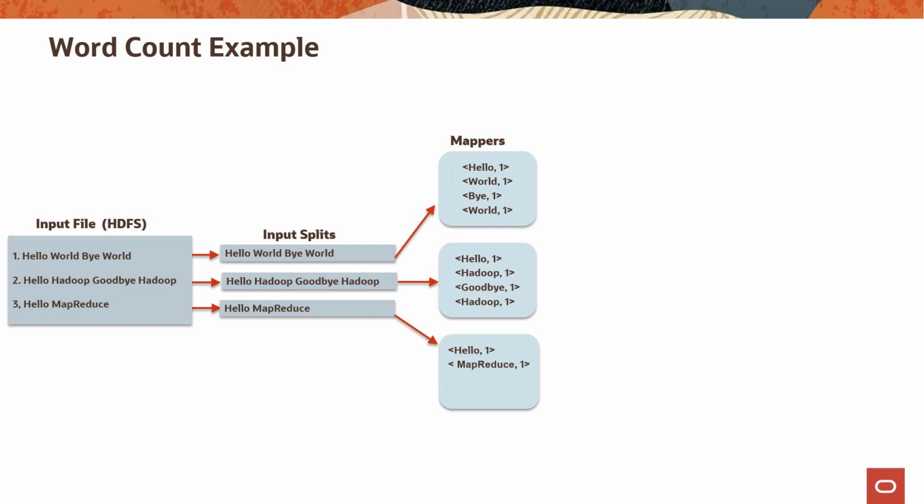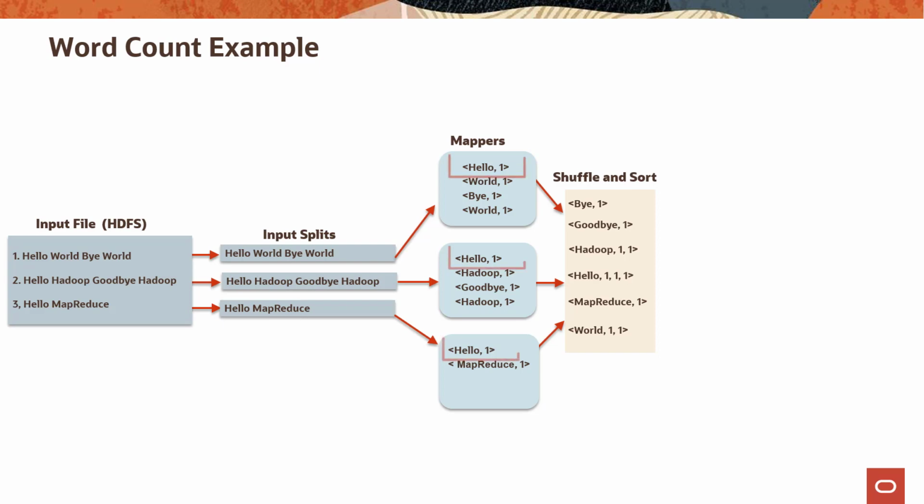Each mapper finishes the initial processing and sends the output to the shuffle and sort phase. In this phase, the individual key-value pairs are sorted by key into a larger data list. The data list groups the equivalent keys together so their values can be iterated easily in the reducer task. For example, all key-value pairs from the mappers that contained hello 1 are now grouped as hello 1 1 1.